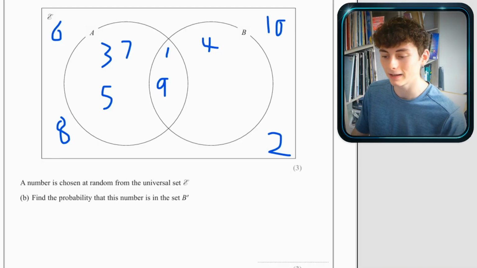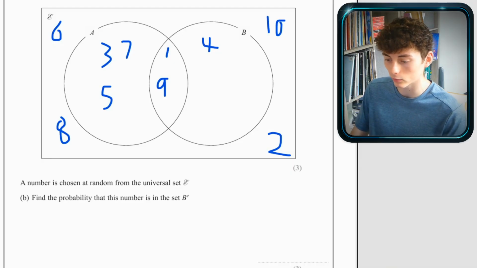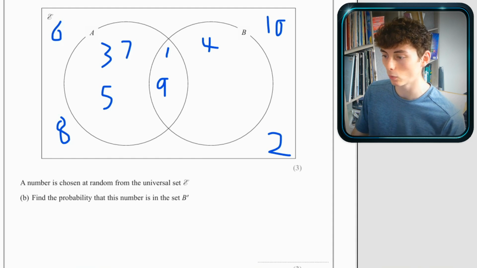Okay, we also have a part B to this question. A number is chosen at random from the universal set. Find the probability that this number is in set B prime. Now, B prime means not B. So we have to look at all these numbers and which ones are not in B at all.